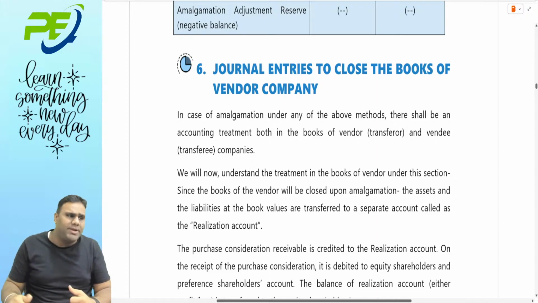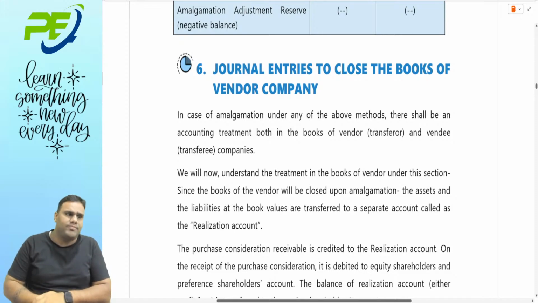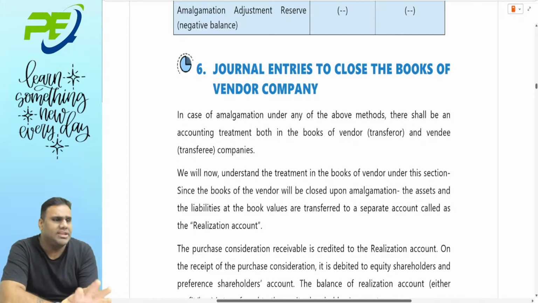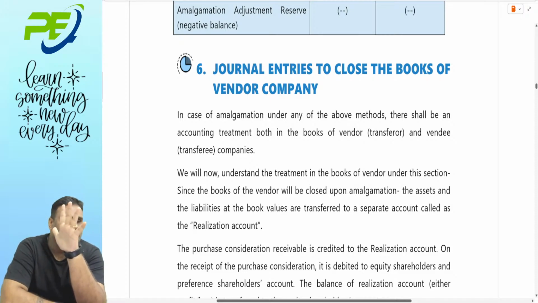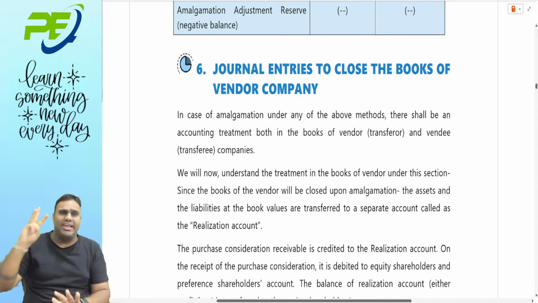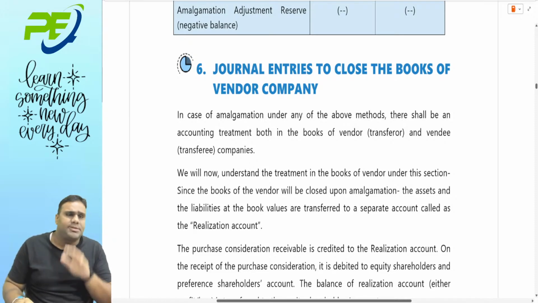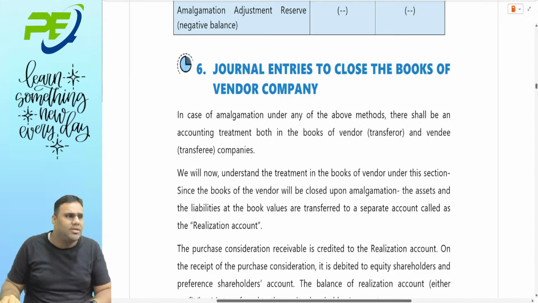Equity shares of purchasing company, debentures of purchasing company, cash to purchasing company. These are the journal entries for purchase consideration received. Then next, expenses. I showed you three scenarios. Expenses paid and borne by selling company: realization to cash. Paid and borne by purchasing company: no entry. And third, paid by selling, borne by purchasing: purchasing company to cash.